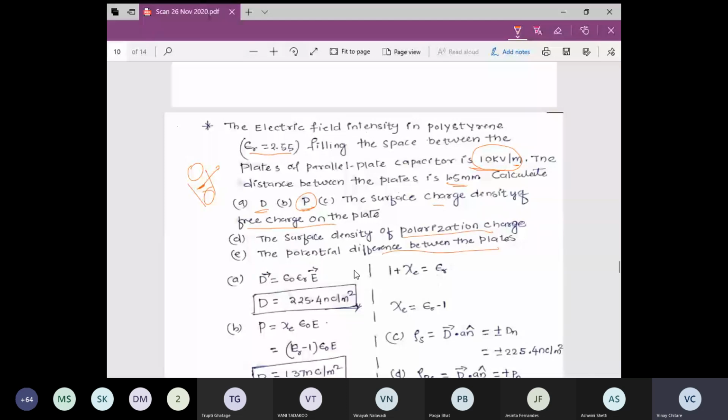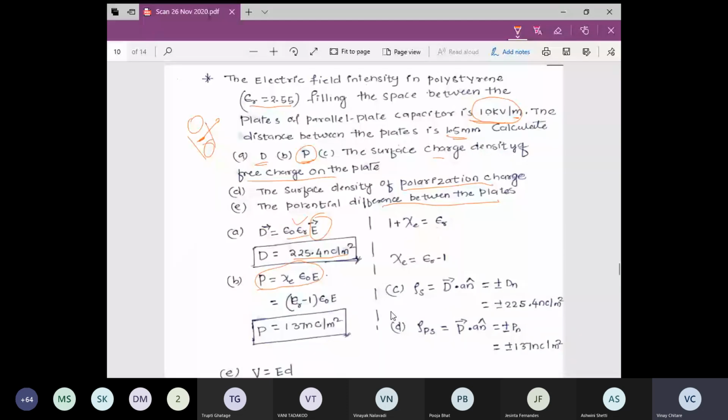Okay, so quickly we can do this D, because now we know what is D and E. They have given E, and the D and E relationship is known to us due to the dielectric material, so you can really compute that. We know that P and E are also related by chi times epsilon naught times E, and we know the relationship between epsilon r and chi: epsilon r equals 1 plus chi. So we can write chi as epsilon r minus 1, and we can solve for the polarization.